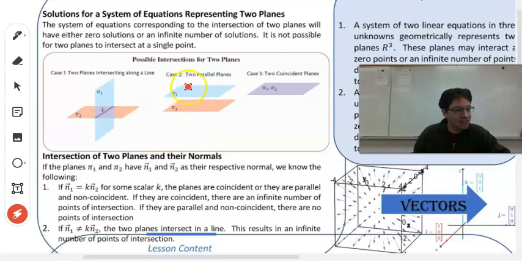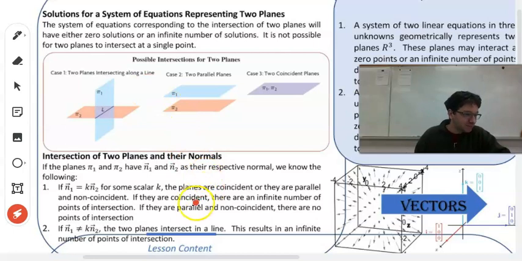Another possibility is that you have two parallel planes, in which case 0 points of intersection. And our last case is where we have two coincident planes, so the exact same plane, one lying perfectly on top of the other, and therefore an infinite number of solutions.